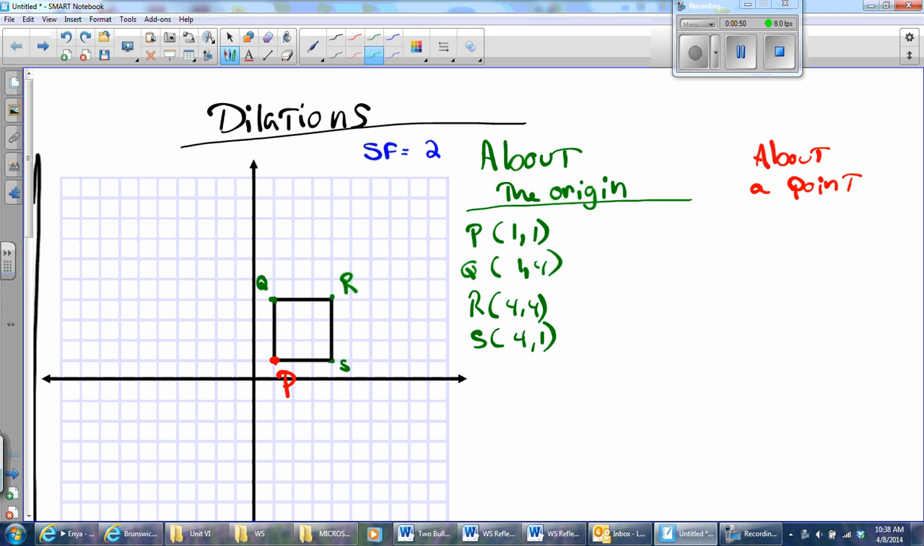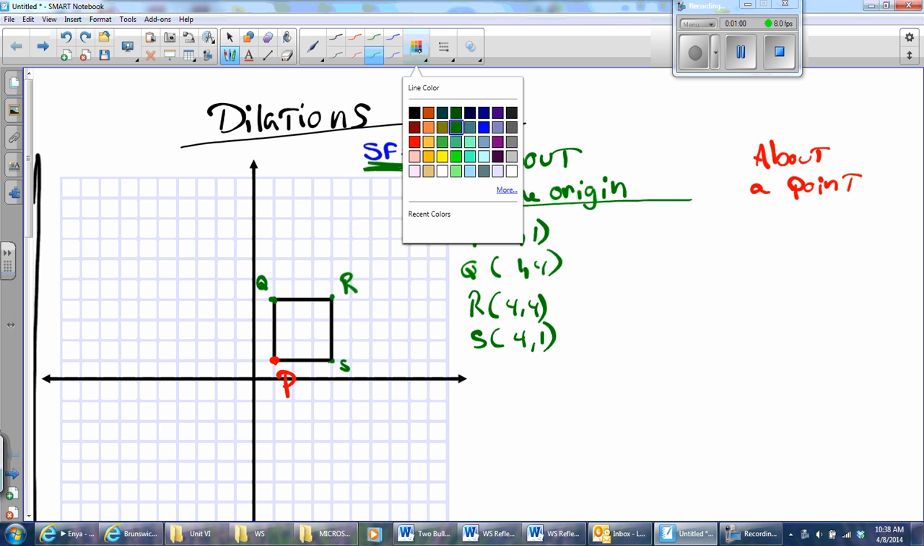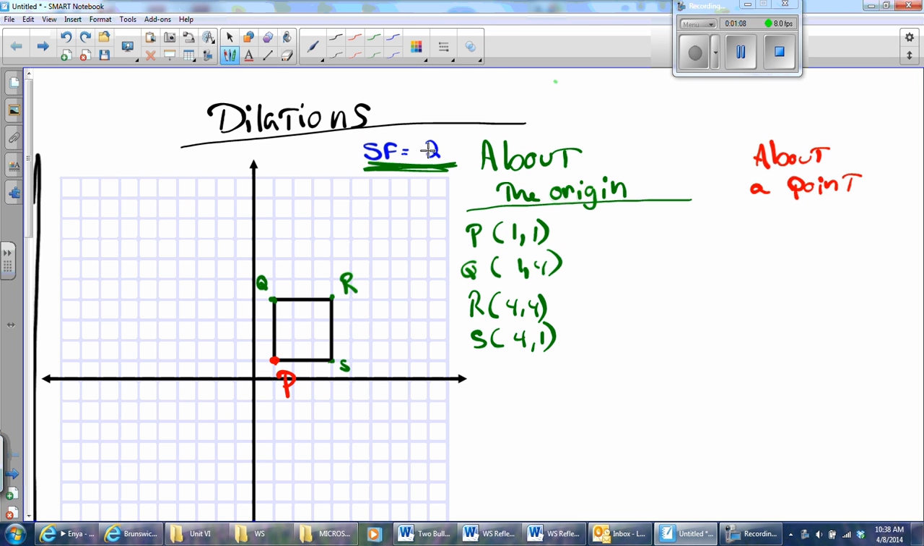Okay, there we go. Now, to do the dilation about the origin, I need to know my scale factor. That's by how much everything's going to change. This is so simple. All I'm going to do is multiply all my coordinates by 2, because my scale factor is 2. So the new P will be at (2, 2). There you go. The new Q will be at (2, 8).